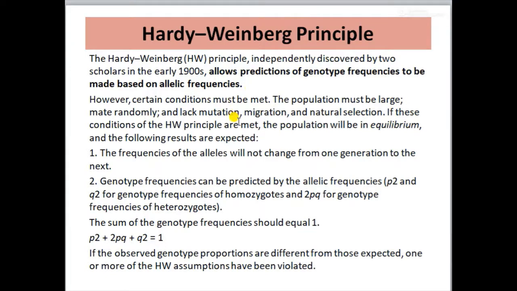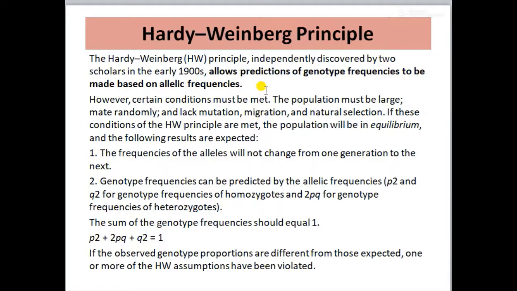So what is this? This principle states that you can predict genotypic frequency based upon the allelic frequency. This can be calculated only if equilibrium is being maintained. And what are the conditions that should be followed if you want to estimate the genotypic frequency? The frequency of the alleles will not change from one generation to the next. That should be maintained. And the genotypic frequencies can be predicted by the allelic frequencies, in such a way that the sum of the genotypic frequencies should be equal to 1.